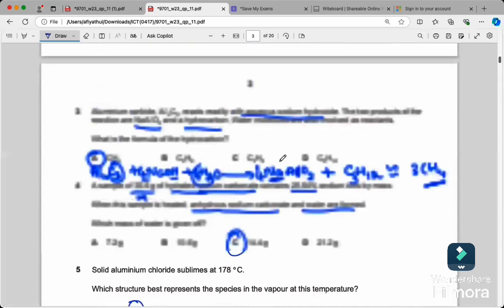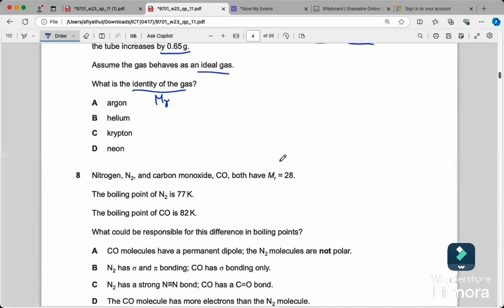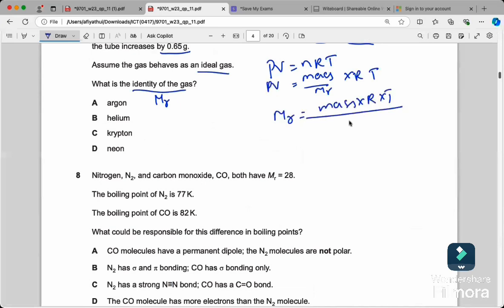Okay. So going back to question number 7, your formula is going to be PV = nRT, or I can write n as mass by Mr, into R into T. If I make Mr the subject, it will be mass into R into T, whole divided by P into V, right? So what is the mass given here? 0.65 grams, and the R value is 8.31 and the T is 300.